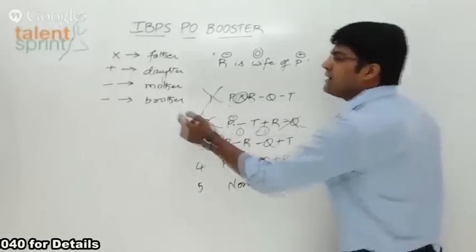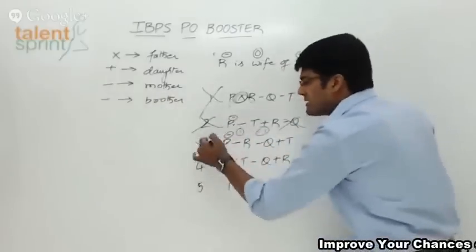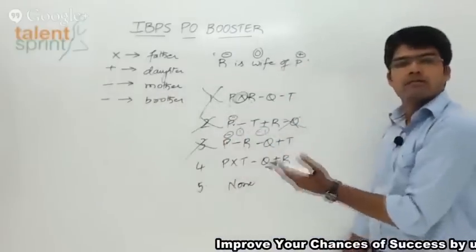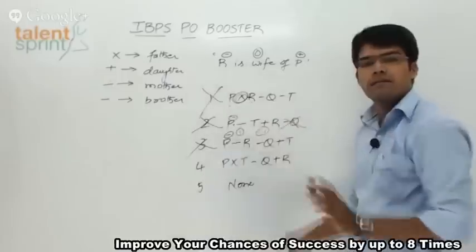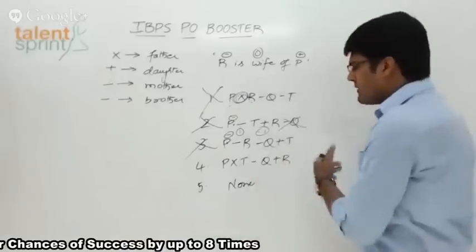P division R. Division means mother. P is the mother means P is female. Here itself I'll say it is not the answer. I'll not even worry about the remaining part, because P is female. There itself it is violating that. Now the answer should be either the fourth option or the fifth option. Let's look at the fourth option.